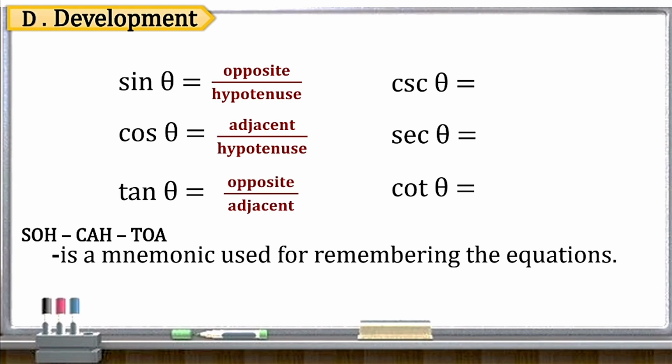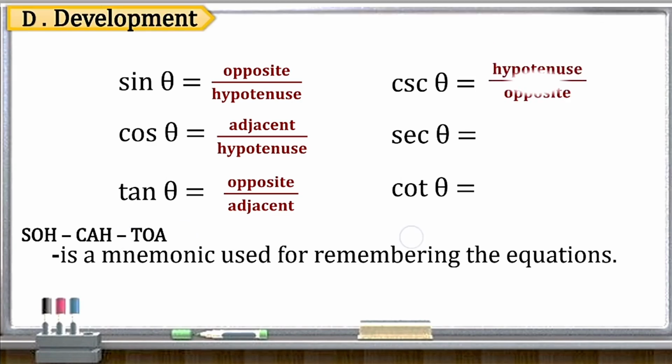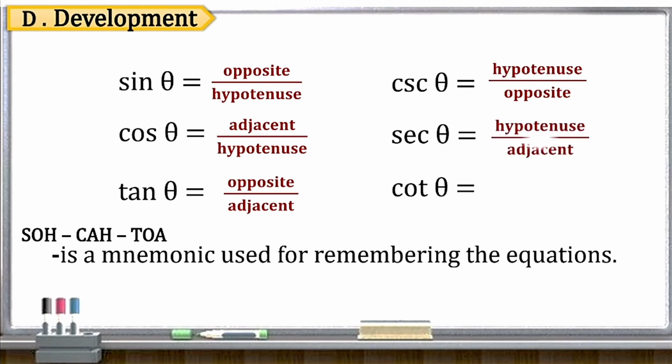For cosecant theta, hypotenuse over opposite. Secant theta is equal to hypotenuse over adjacent. And for cotangent theta, adjacent over opposite. Sir, nasundan ko po kung paano nakuha ang sine, cosine, and tangent. Pero yung cosecant, secant, and cotangent, paano nyo po nakuha?